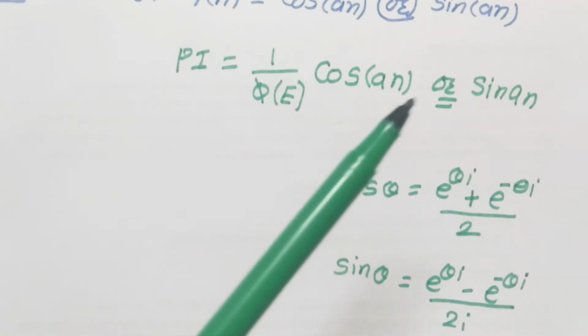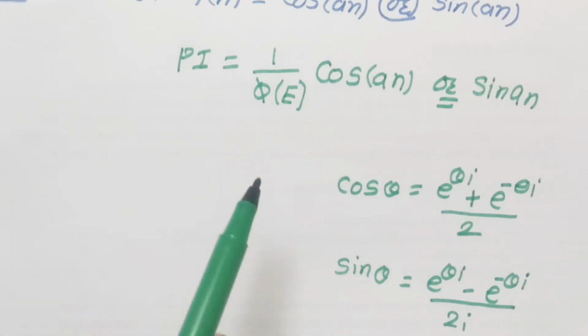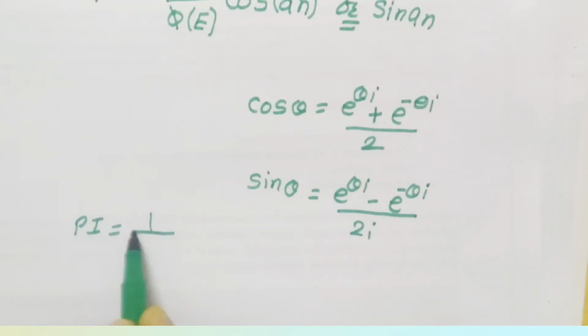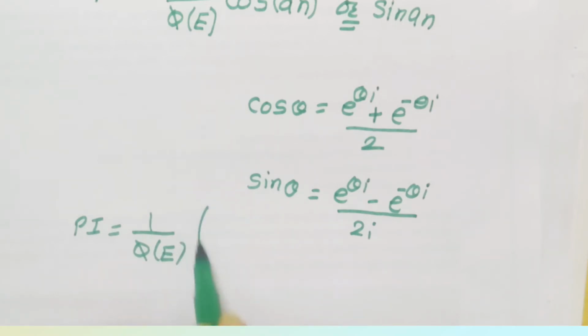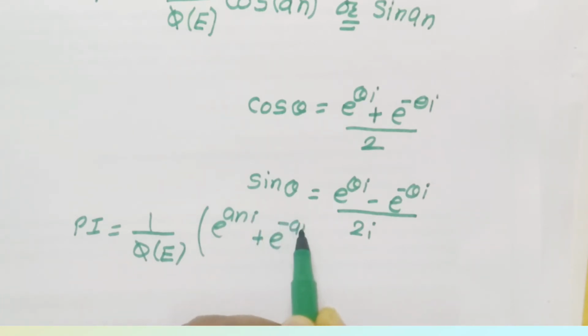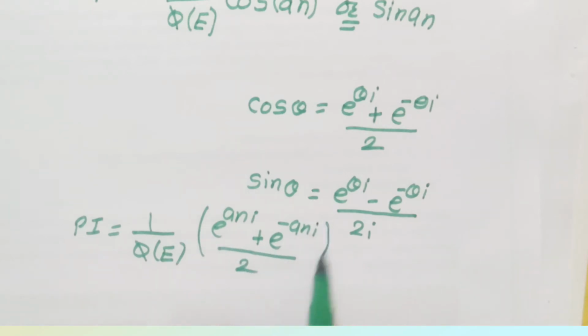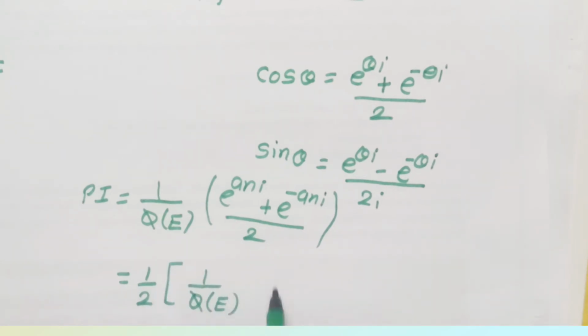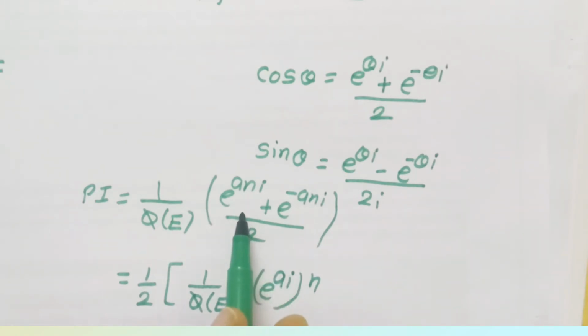Now what will happen? See, if our function is cos an and we are using this formula, then we get pi is equal to 1 upon function of e into e raised to power a n i plus e raised to power minus a n i divided by 2. Here 2 is constant, so we can take 1 upon 2 outside and this operator operates on this term. Then we can separate this term, here pi of e, and here it is e raised to power a i whole raised to power n, because ultimately if we take the product in the power, then we get the same term.